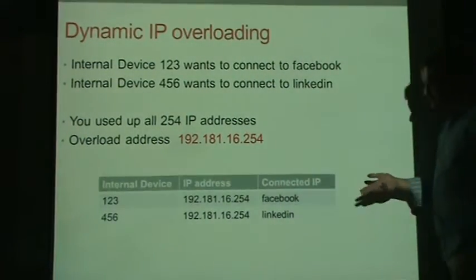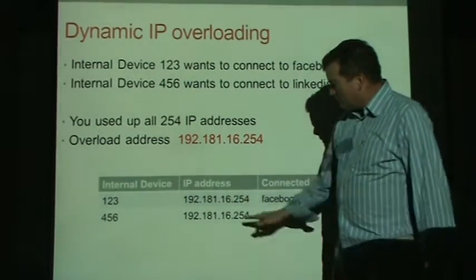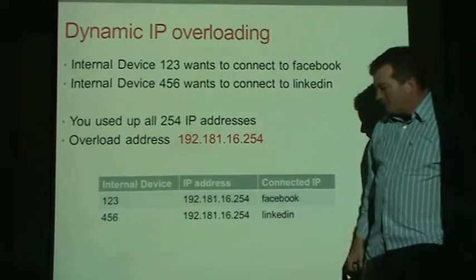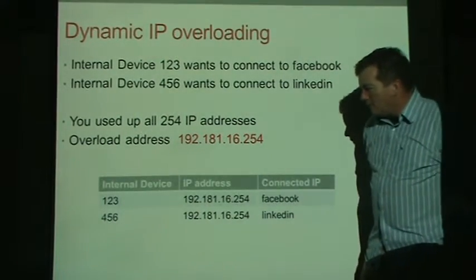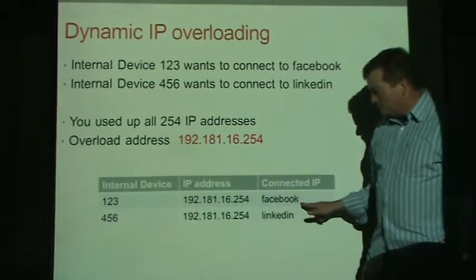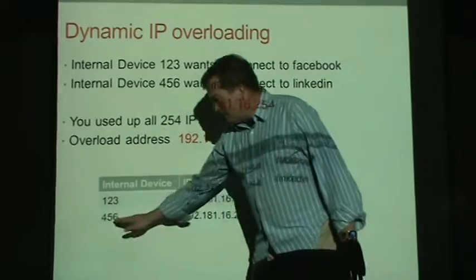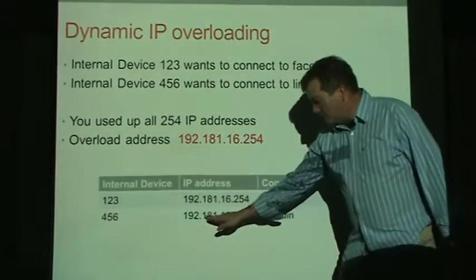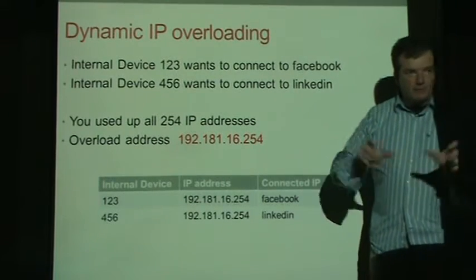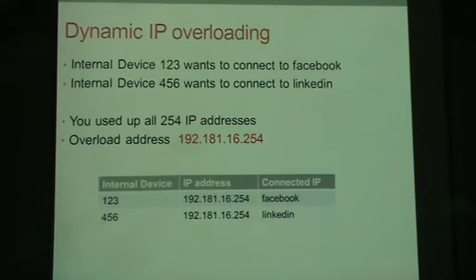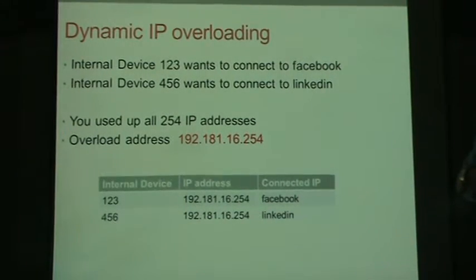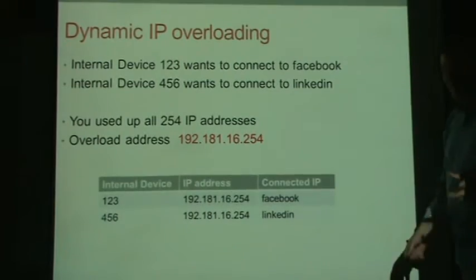So yeah, companies do this dynamic IP address assigning. Let's say we got up to 254 and then another person wants to connect to the internet, and we don't have any more to give out. Device 123 is connected to 254 and talking to Facebook. And 456 is also using IP address 254 and is connected to LinkedIn. Then whoever the messages are coming from, we just route them to that person. But if both devices want to access Facebook, the same server, they won't be able to do it. Right, so that's good.